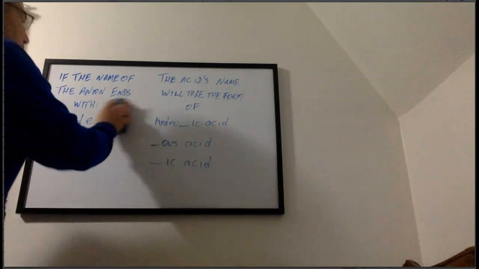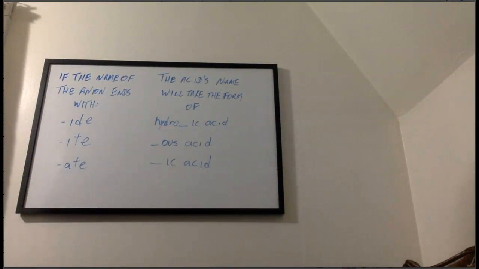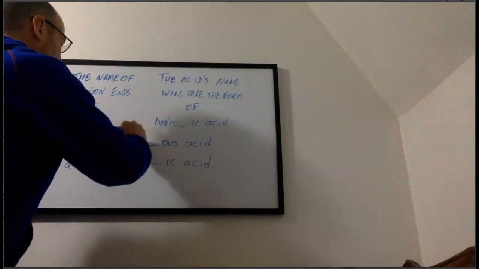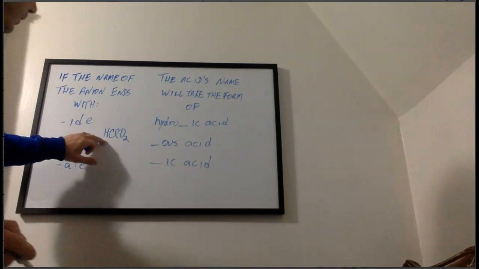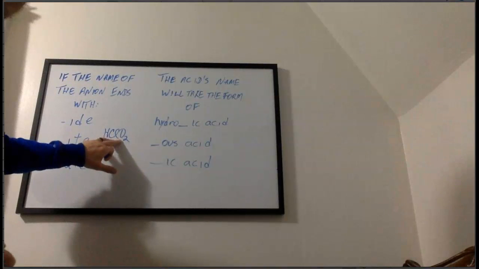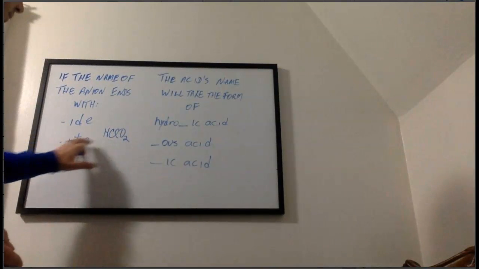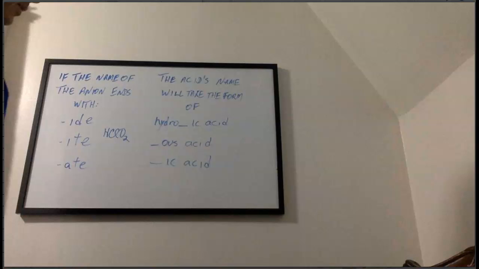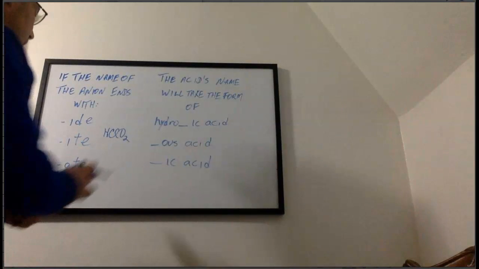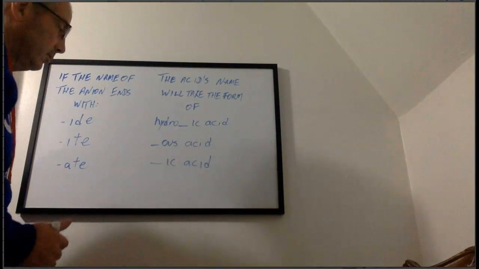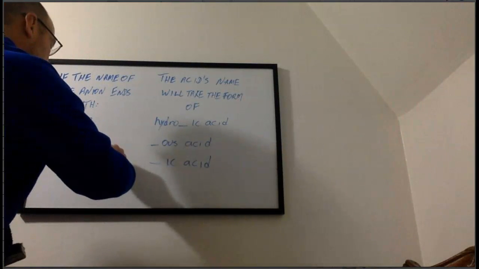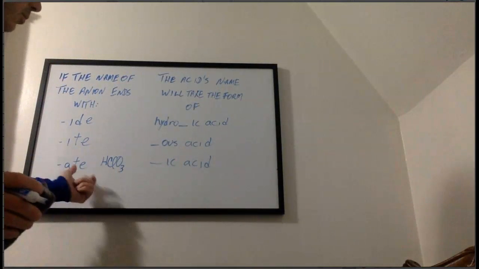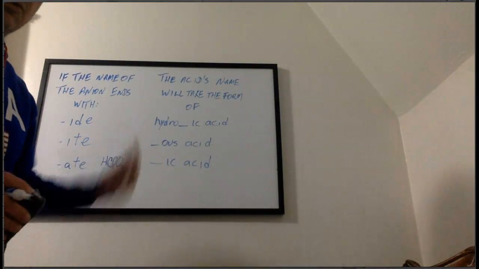Now, what if it ends with an "ite" ending? We do the same thing, but we stick the ending "ous" on. For example, HClO2. H obviously is hydrogen, but the ClO2 ion is called chlorite. I get rid of the "ite", so chlorite becomes chlorous acid. We just pop that ending right onto it. And if it's an "ate", we make it "ic" acid. For example, HClO3. ClO3 is called chlorate. Chlorate means this is chloric acid.